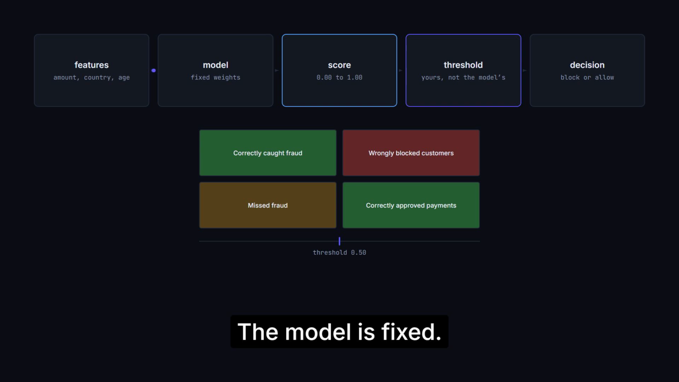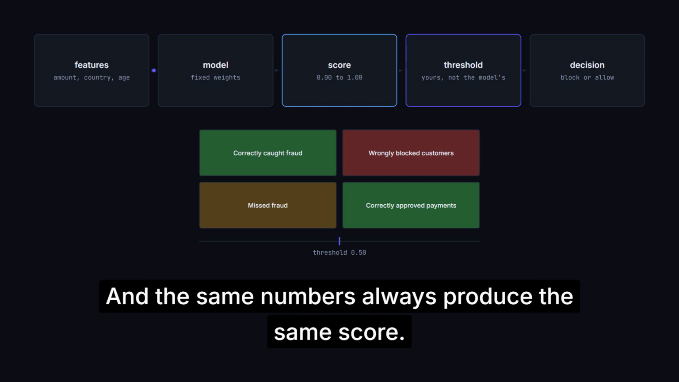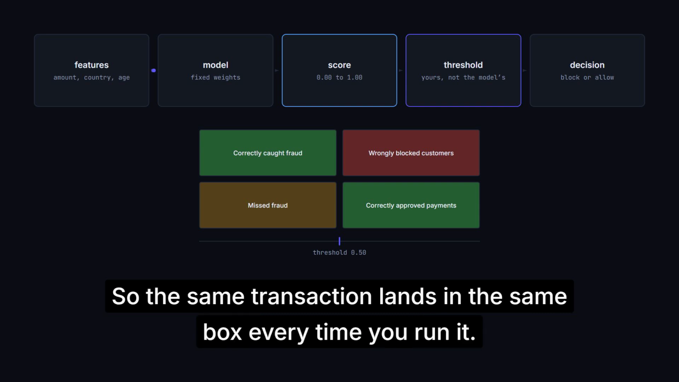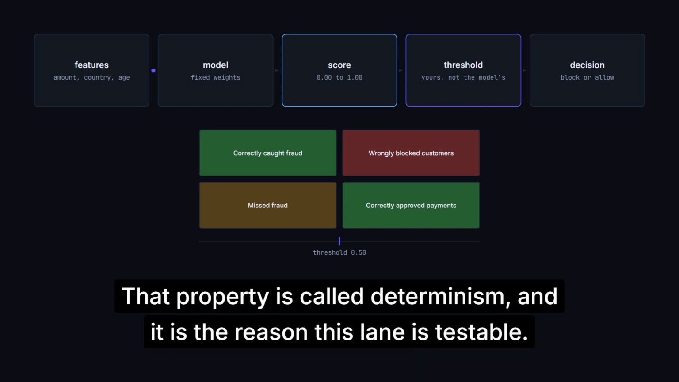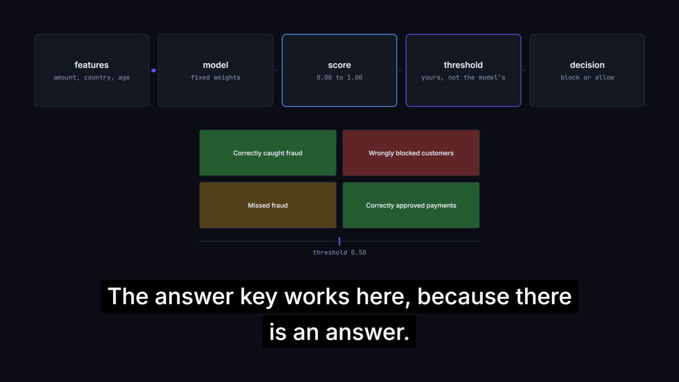The model is fixed. The threshold is the dial you actually ship, and the same numbers always produce the same score. So the same transaction lands in the same box every time you run it. That property is called determinism, and it is the reason this lane is testable. Feed in a known transaction. Assert the exact score. It will not drift between runs. The answer key works here because there is an answer.